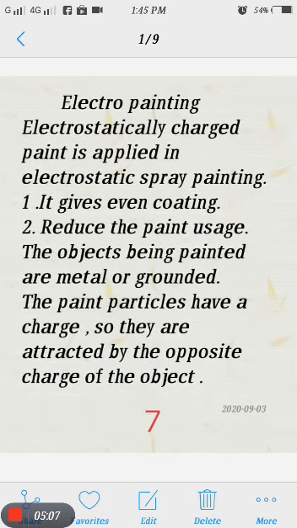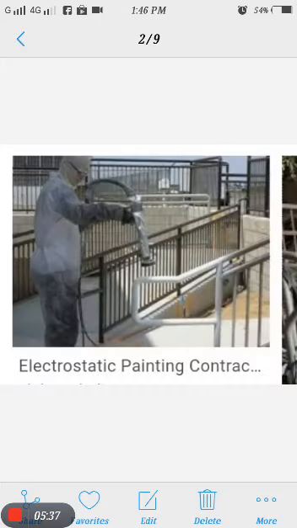Another application is electropainting. Electrostatically charged paint is applied in electrostatic spray painting. It gives a very even coating and also reduces paint usage. The objects being painted are mostly metals or they are grounded. So the paint particles have a charge, and they are attracted by the opposite charge of the object. The related figure is given here. Nowadays this technique is used for painting. It has many advantages.